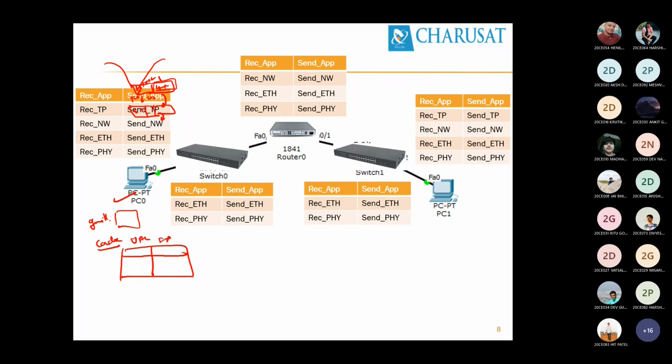What does the network layer require? The network layer adds its own header. What are the fields of the header? Source IP, and okay, where is the destination IP? To look for the destination IP, all those layers will pass this data.